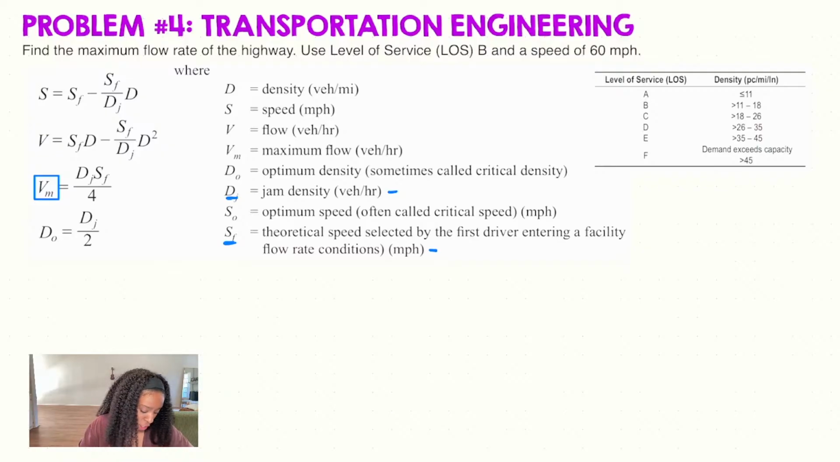But how do we find the jam density? To find the jam density, we are going to use this last equation right here. So to find DO, which is optimum density, we're going to look at our level of service table. The problem tells us that our highway has a level of service B.